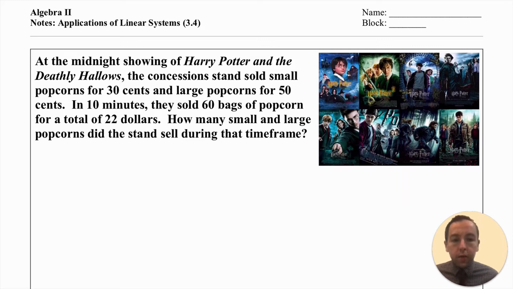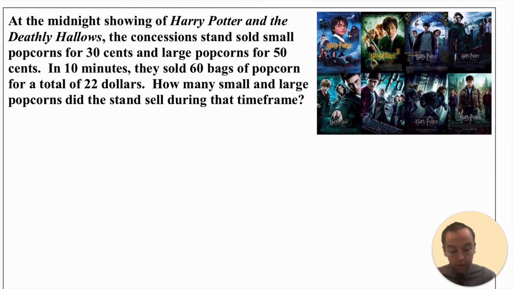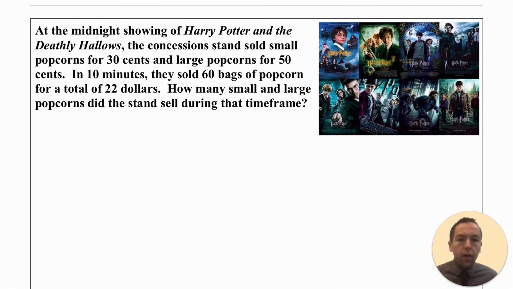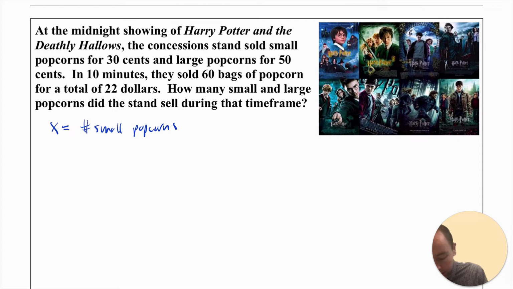All right, so ultimately the goal in this particular problem is to solve for the number of smalls and larges that were sold. We don't know that. We know that there were 60 bags of popcorn. Some of those 60, of course, are small and some were large. So we're going to have a couple of unknowns going on right here. So let's define X to be the number of small popcorns that were sold. And then we'll define another variable for the number of large. How about Y?